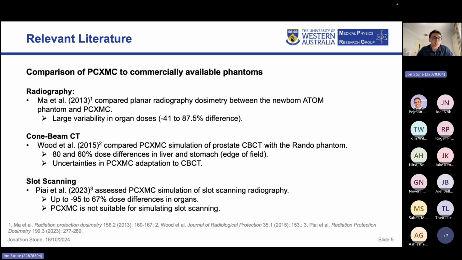And for slot scanning, Pi et al. in 2023 assessed PCXMC simulation for slot scanning radiography, and they found up to -95% and positive 67% dose differences in organs. So they concluded that PCXMC is actually not suitable for slot scanning.